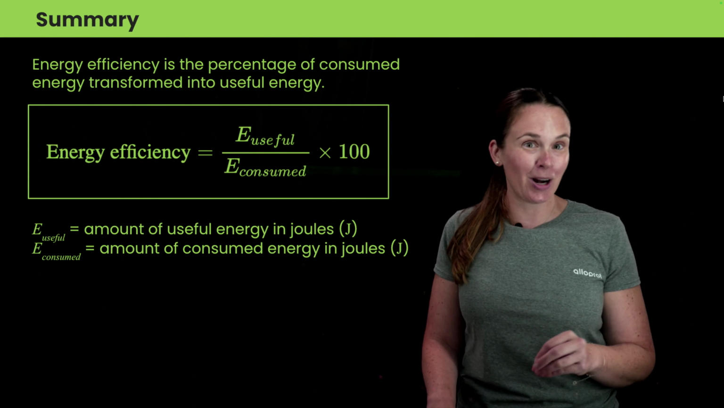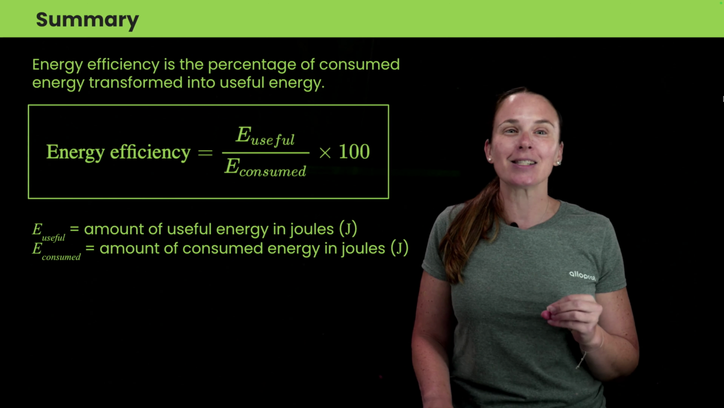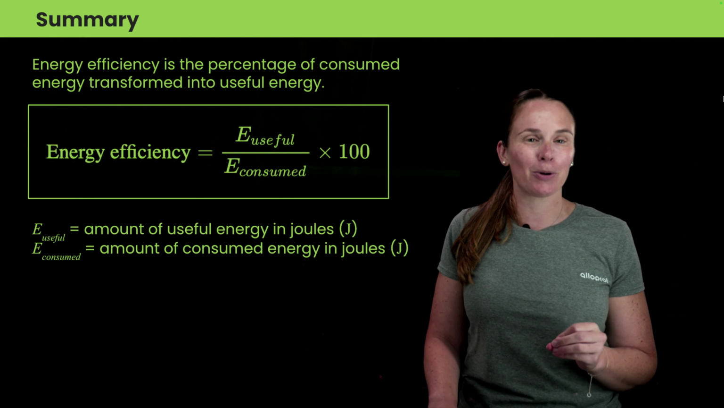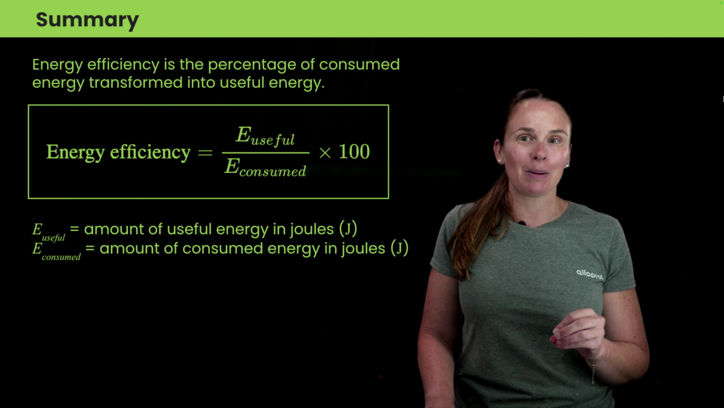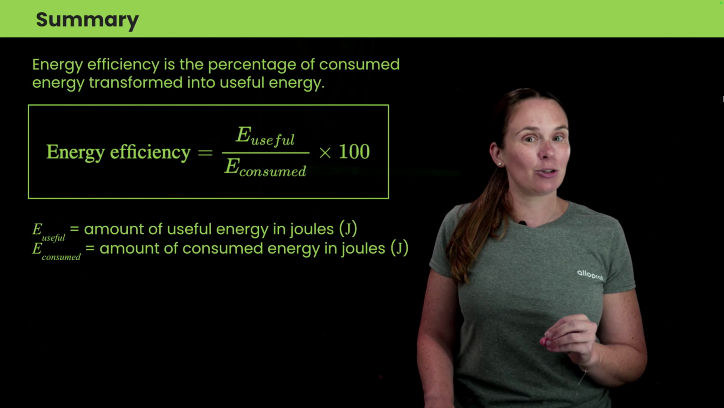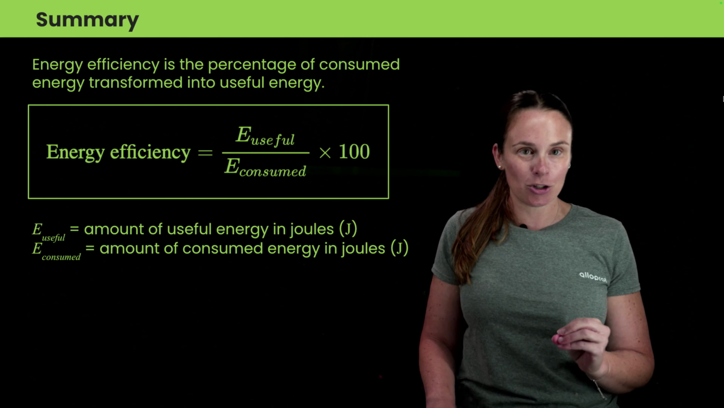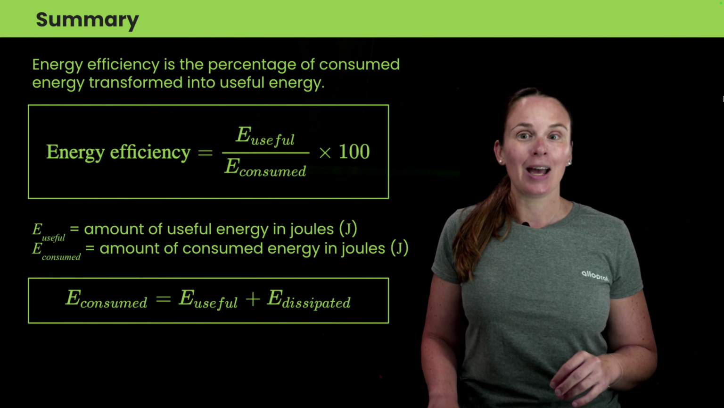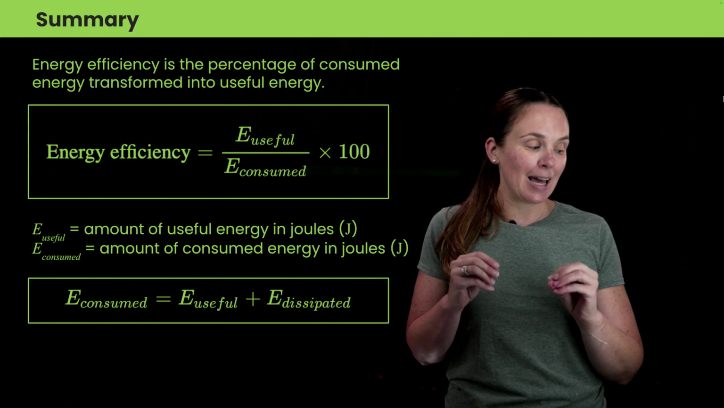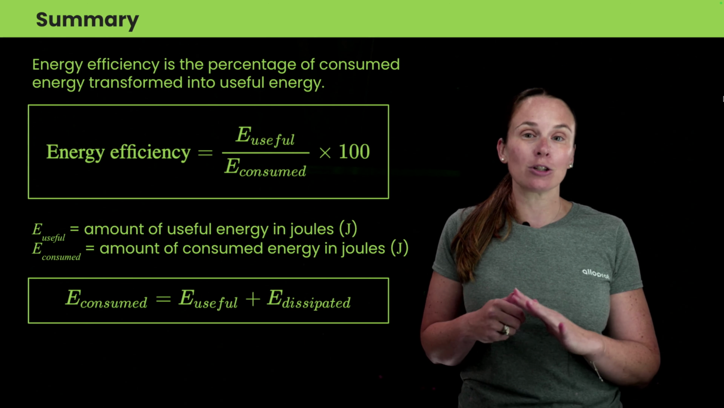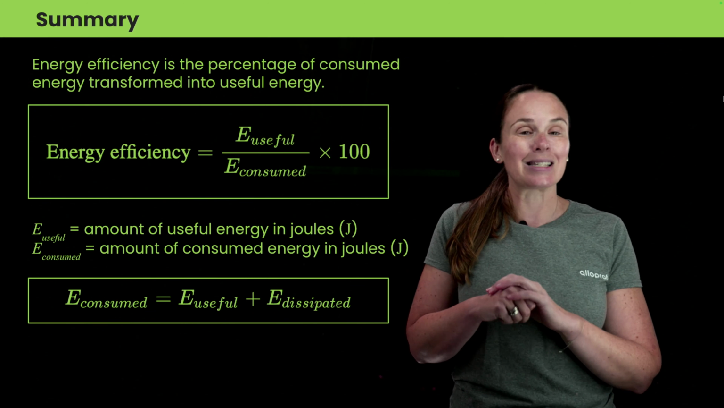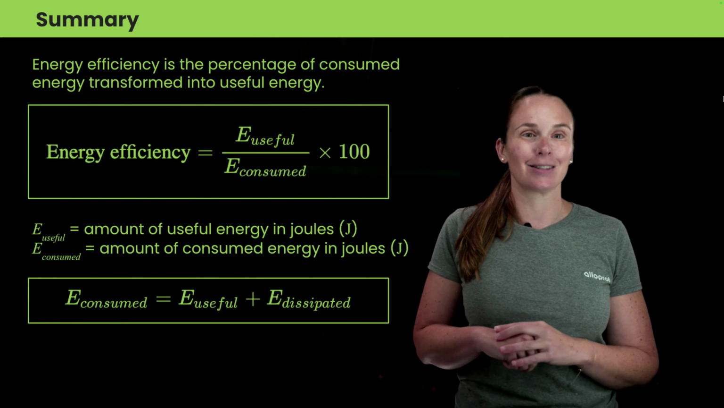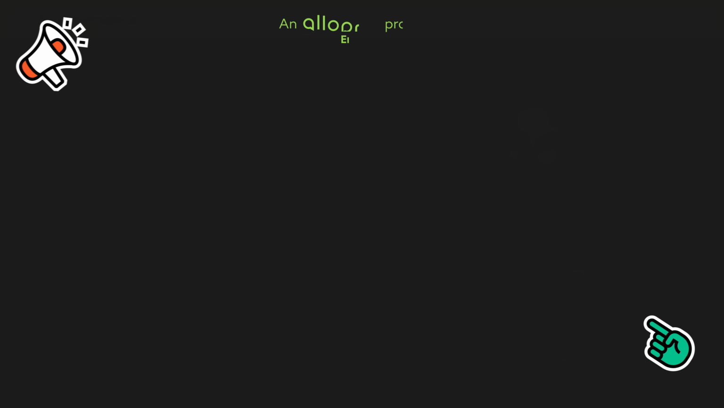It's also important in any science, when we do any science math, you have to remember to put those units of measurement. So remember that useful energy and consumed energy are both measured in joules, and that energy efficiency is measured in percentage. And always, always remember that energy consumed is equal to the useful energy plus the dissipated energy in any system.